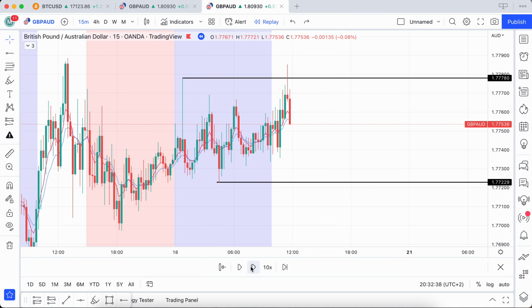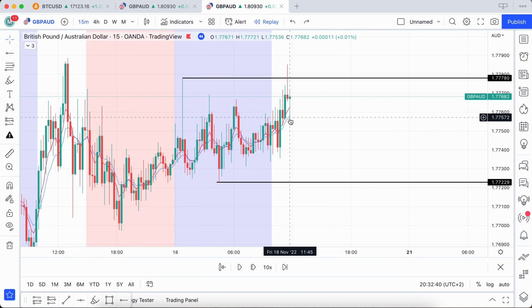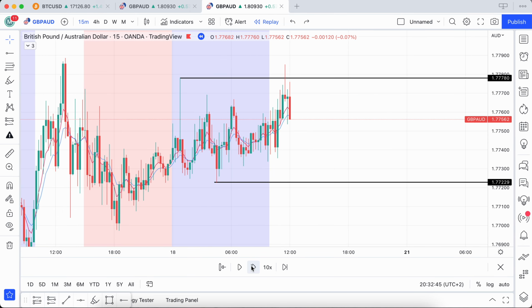Next candle, we have another retest of the EMAs, come back, also pretty much nothing going on here.